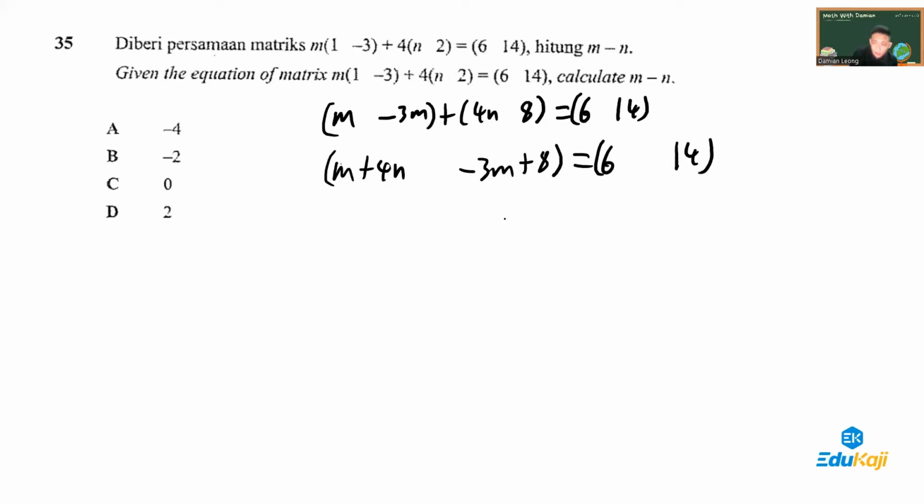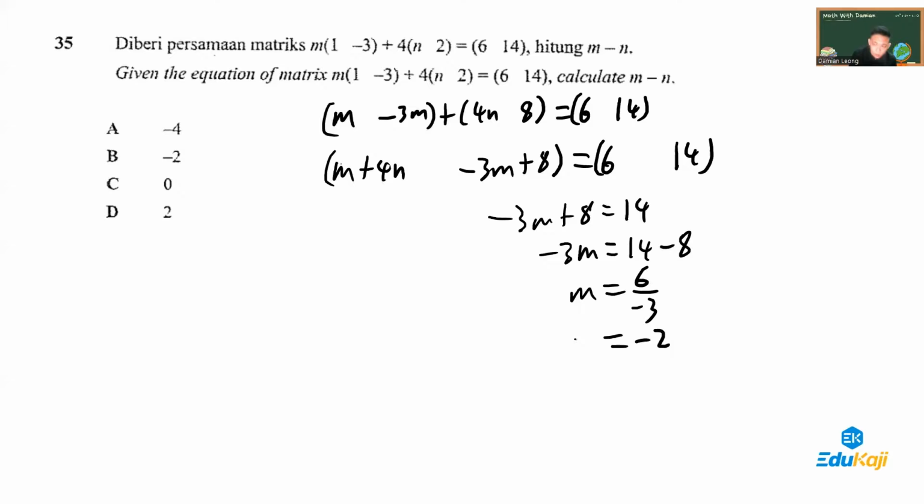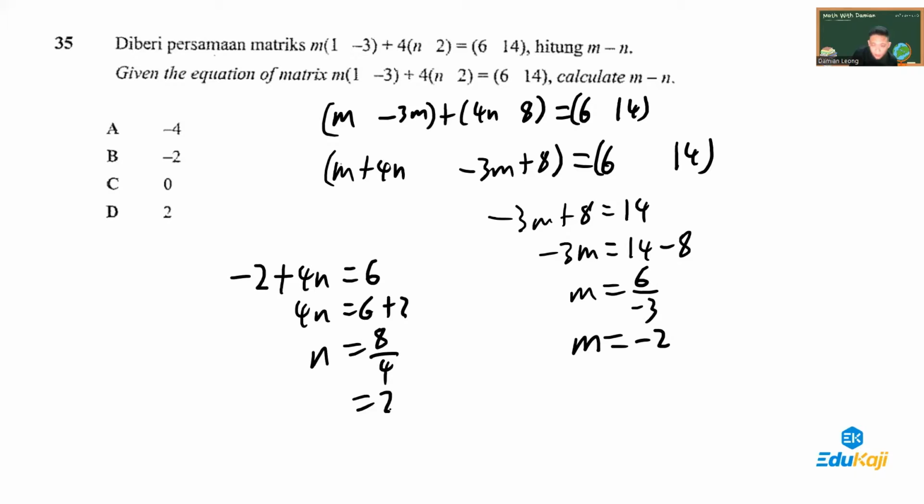So if I compare separately, negative 3M plus 8 is 14. Negative 3M is 14 minus 8, which is 6. Then divide by negative 3, M is negative 2. And compare the other element, negative 2 plus 4N is 6. 4N is 6 plus 2, which is 8, times 4, opposite divide 4. N is 2. So M minus N means negative 2 minus 2, which is negative 4. Answer A.